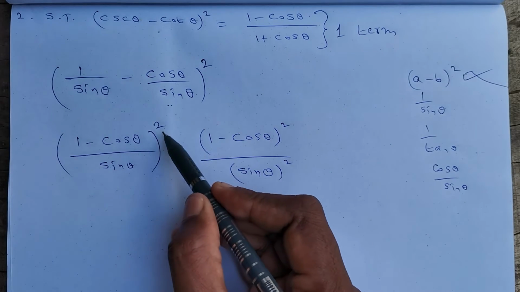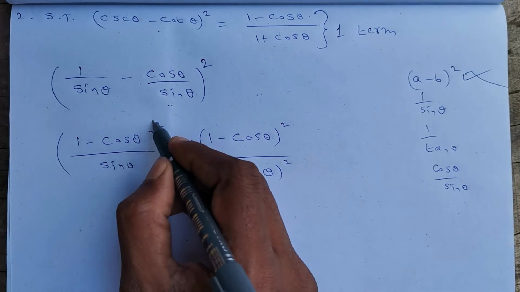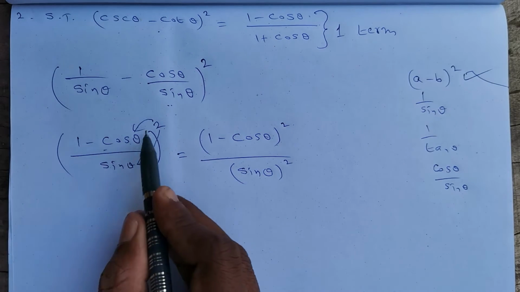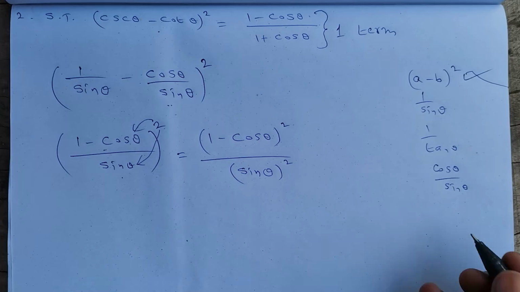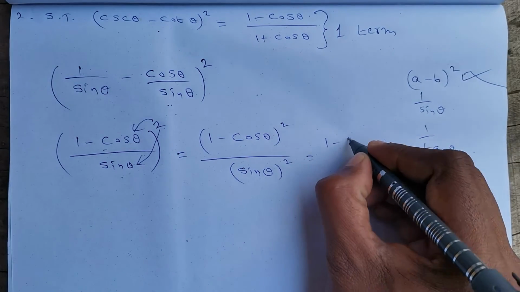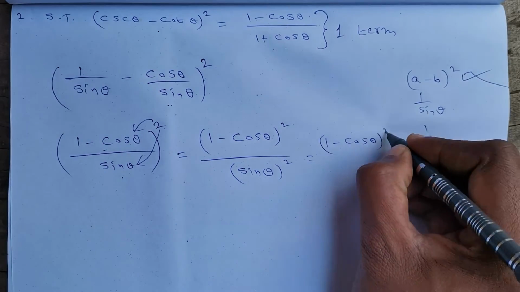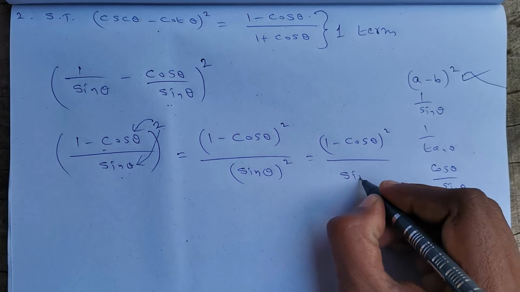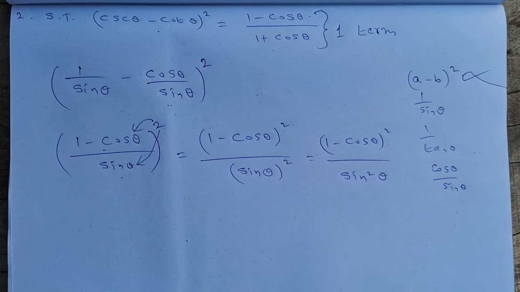Here we have whole square, so simply I am applying that square to the numerator as well as to the denominator. So 1 minus cos theta whole square, sin theta whole square. Now in the numerator I am writing it as it is, 1 minus cos theta whole square, divided by sin theta whole square, which is nothing but sin square theta.